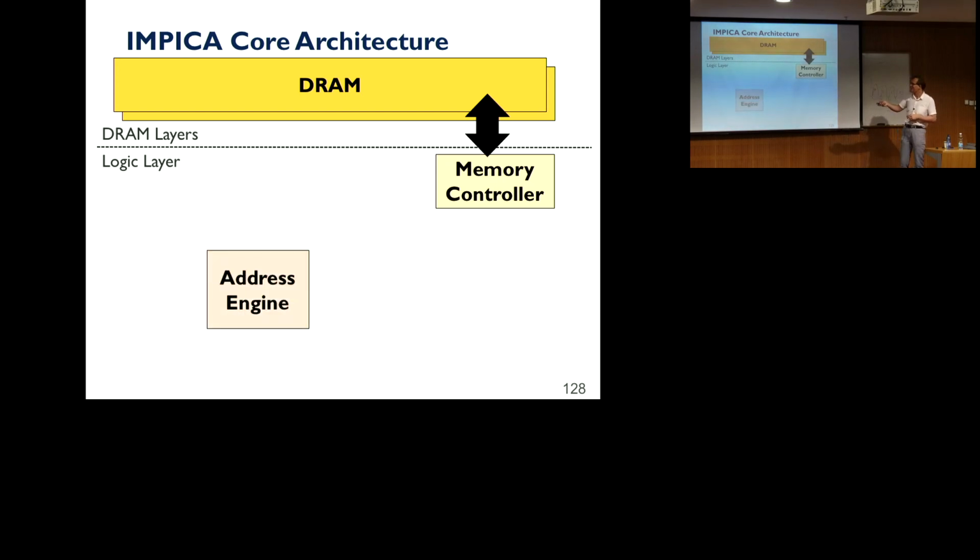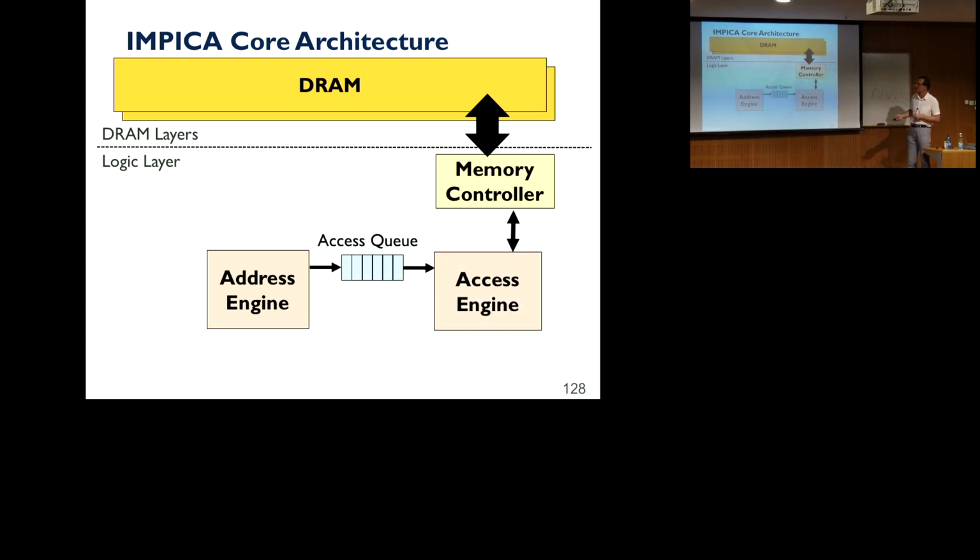So this is the architecture. Maybe this is going to be more clear right now, but basically this is the DRAM layer, this is the logic layer. Everything over here is in the logic layer. You have the address engine, and you have the access engine. The address engine basically feeds requests to the access engine, and the access engine starts those requests and waits for them, and returns the responses to the address engine.